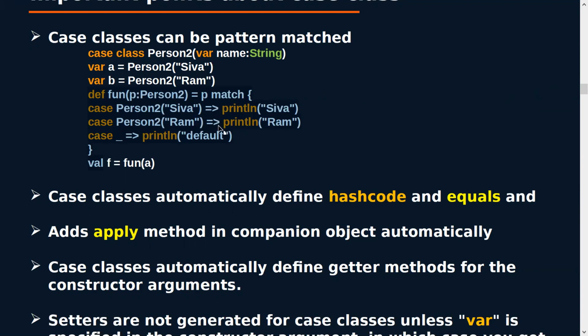And by default, along with the apply method, case classes automatically define hashCode and equals methods also. Because they define the equals method, you are able to achieve this comparison, or the case classes being matched in a switch case statement.